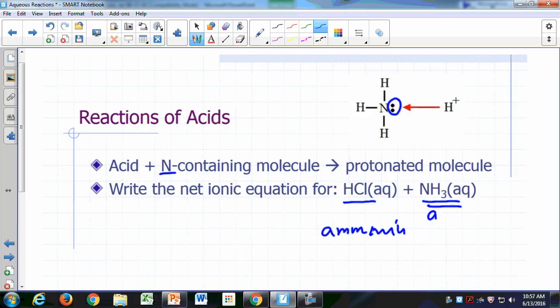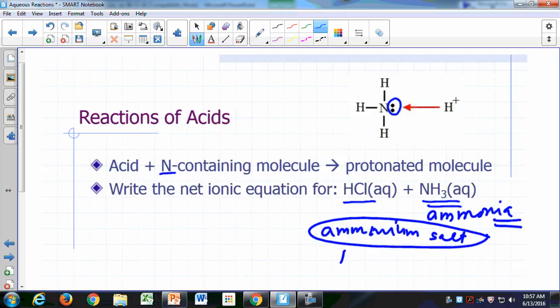NH3, just to remind you, is ammonia. An ammonium salt is an ionic compound where the cation is NH4+. If this H plus attaches itself there, that gives you NH4, but the overall protonated molecule that you get here would have a positive 1 charge.